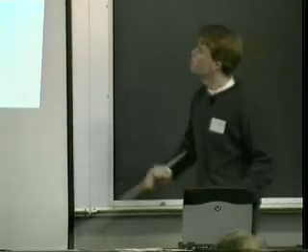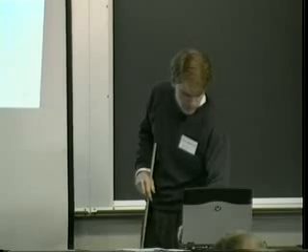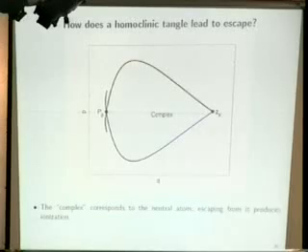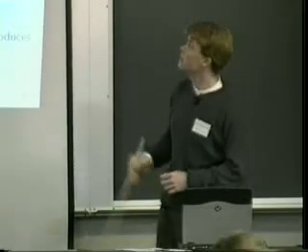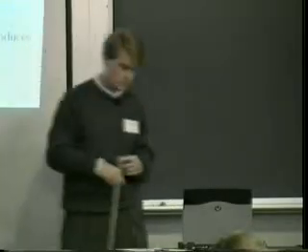So here I have an unstable fixed point with its stable and unstable manifolds, which intersect transversely at this point P0. This defines a region of the phase plane that we call the complex. You should view the complex as corresponding to the neutral atom, or to the bound system. And escape out of the complex corresponds to ionization.